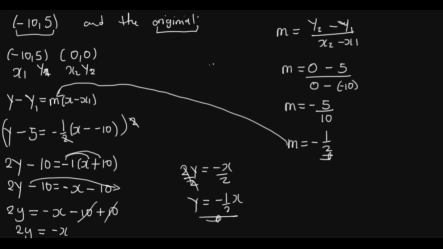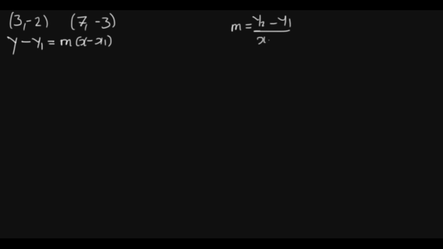Okay, let's look at the last example. Let's find the equation that passes through (3, negative 2) and (7, negative 3). So the formula is y minus y1. We first need the gradient, so y2 minus y1 over x2 minus x1.